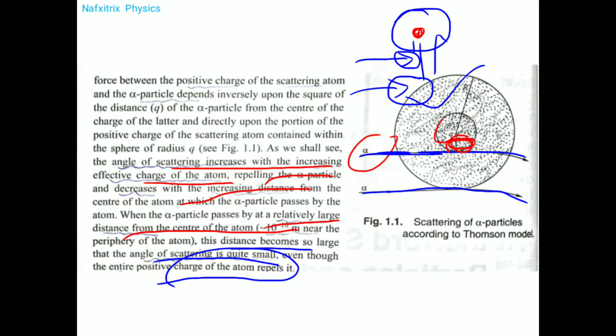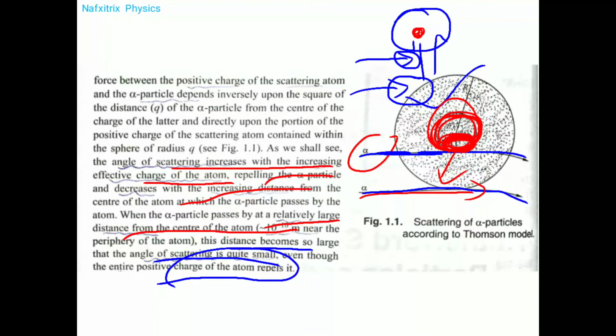That is, only this much might be repelling it. So its effect would be negligible. This alpha particle is going nearly towards this, so its effect would be more. But this alpha particle is going here, so the entire charge's effect would be more. And so that's why the effective charge for this alpha particle is less.